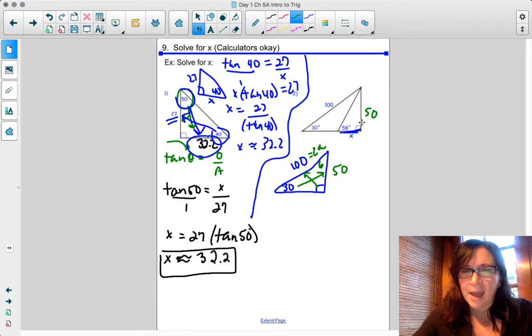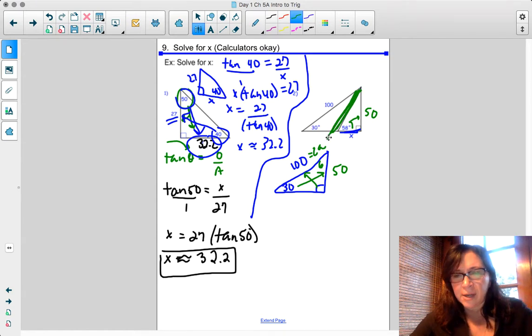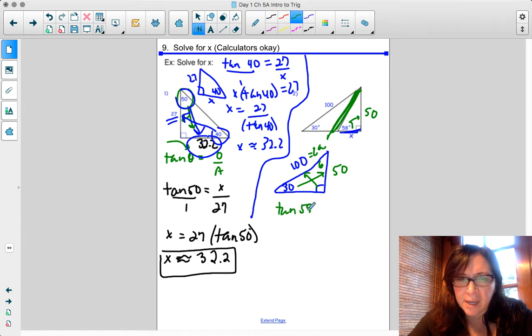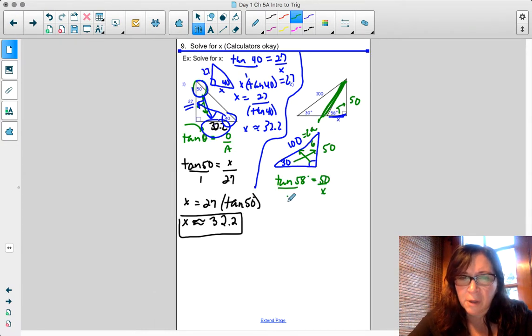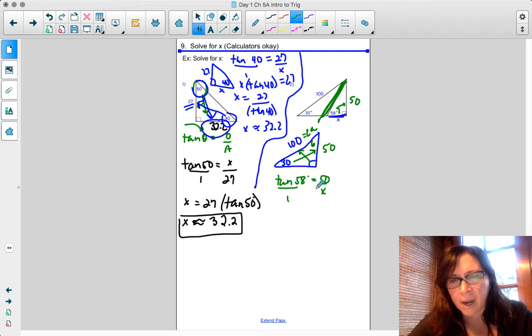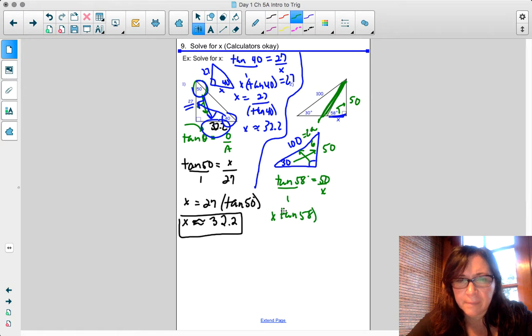So now that I have that, I can use tangent and go opposite over adjacent. I don't have this hypotenuse, so I can't use sine and cosine. I only can use tangent. So we would say tangent of 58 degrees is equal to 50 divided by x. Cross multiplying, if I have one term on the left and one term on the right, I can cross multiply. So I have x times tangent of 58 is equal to 50 times 1. So x is equal to 50 divided by tangent of 58.